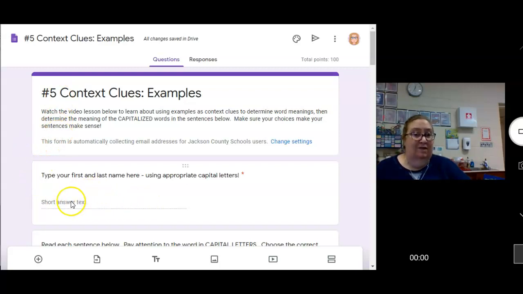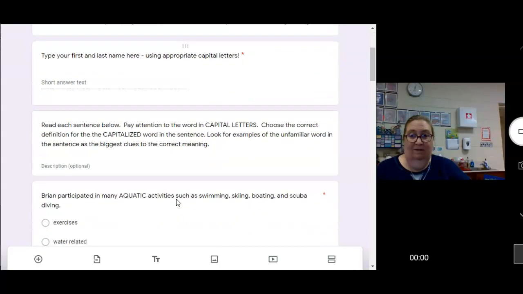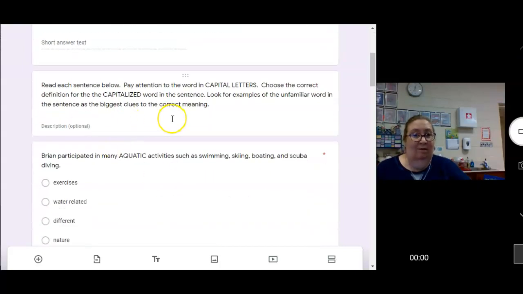So you're going to type your first and last name and always use appropriate capital letters. You're going to read each sentence the way we just did and pay attention to the word in capital letters and choose the correct definition for the capitalized word in the sentence. You're going to look for examples of the unfamiliar word in the sentence as the biggest clues to the correct meaning.